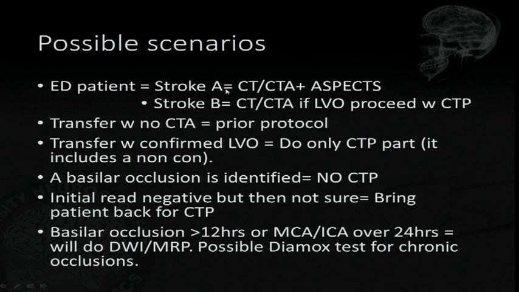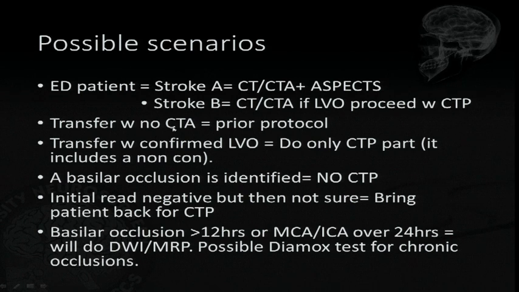So the possible scenarios that you're going to have: stroke A, keep doing what you're doing, your CT, CTA, and report your ASPECTS. And stroke B, CT, CTA. If you identify an LVO, proceed with the CTP. Or if you have any doubts, just proceed with the CTP.